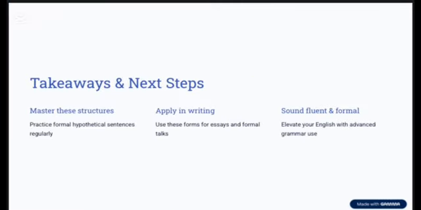I'd recommend practicing formal hypothetical sentences regularly, since these structures are a little bit advanced, and applying them in your essays or formal talks, and you can speak loudly in order to sound fluent and formal.